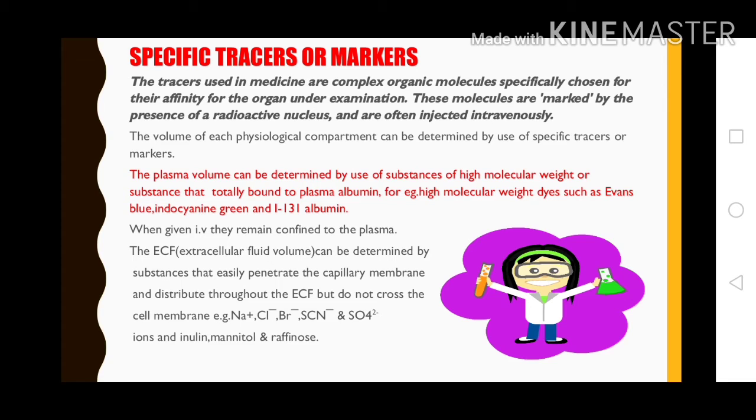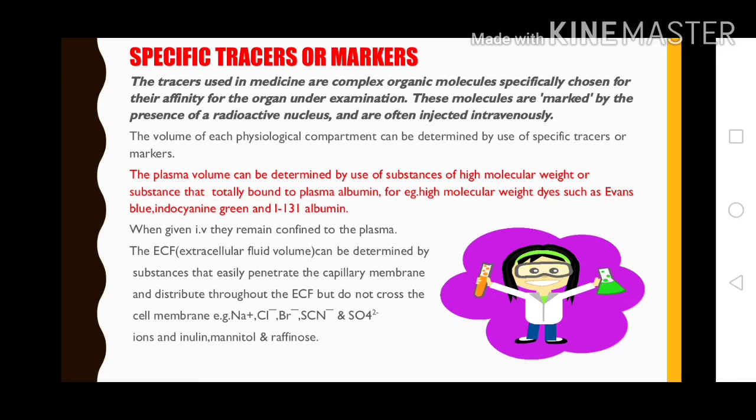The plasma volume can be determined by the use of high molecular weight substances that are totally bound to the plasma albumin. For example, high molecular weight dyes such as Evans blue, indocyanine green, and I-131 albumin. With these tracer molecules, you can determine how much plasma volume reaches a particular compartment. When a drug is given IV, that is intravenously, it remains confined to the plasma, that is the blood. The main route is the blood.